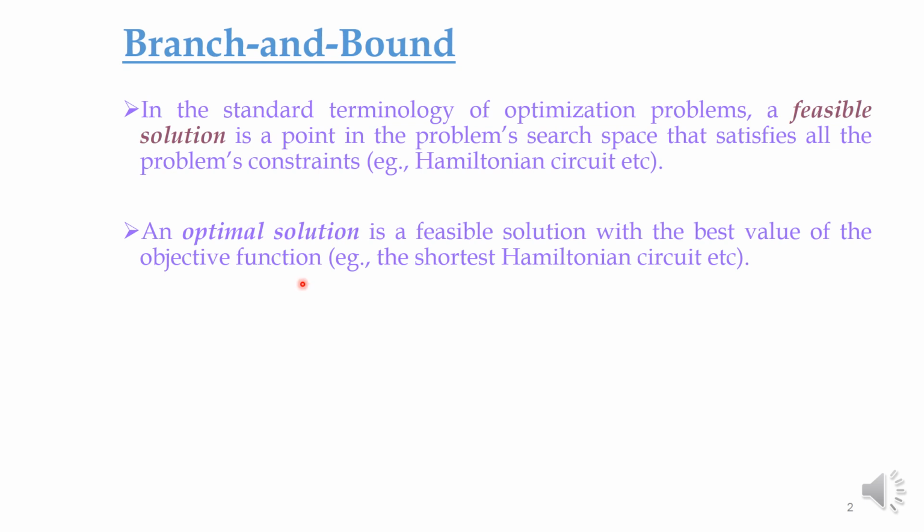And an optimal solution is a feasible solution that provides the best value for the objective function. Example, among the paths generated by the Hamiltonian circuit problem, we have to choose the shortest Hamiltonian circuit. That is called the optimal solution.